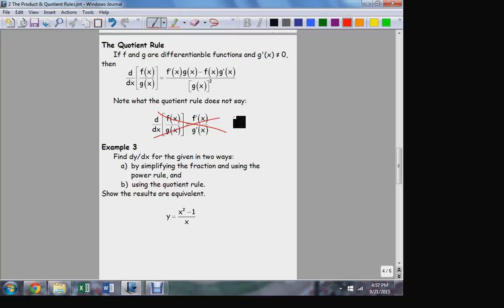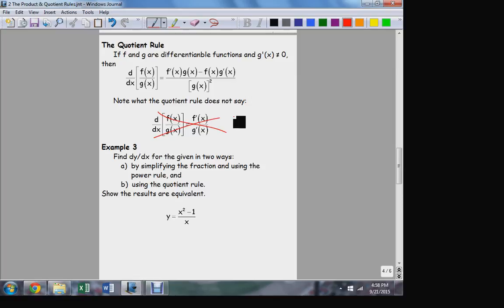But this does give me a quotient. The numerator of the quotient should look very familiar. The numerator is exactly the same form as the product rule, with the exception that addition has been replaced with subtraction. But in the denominator, I get the square of the original denominator.